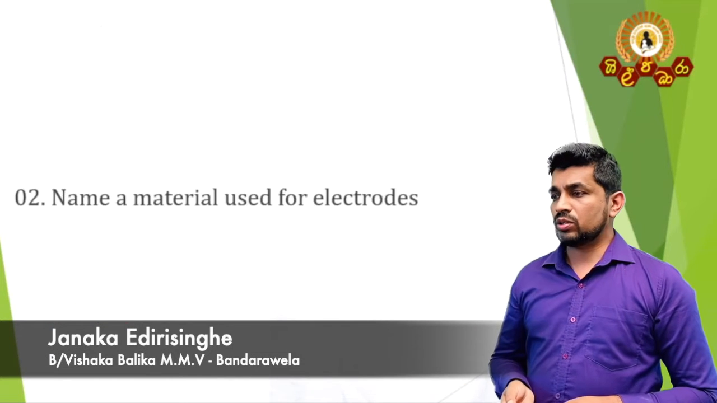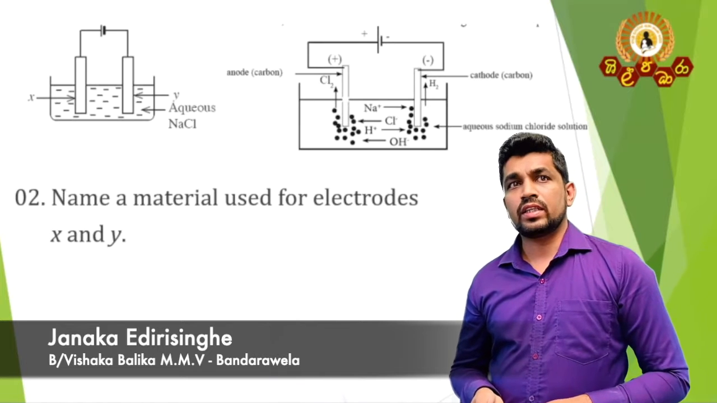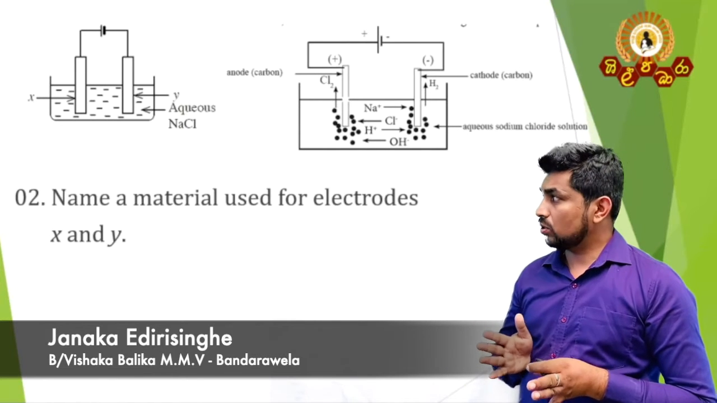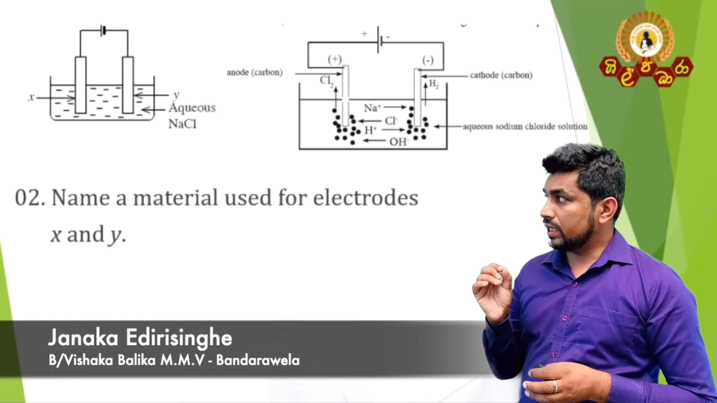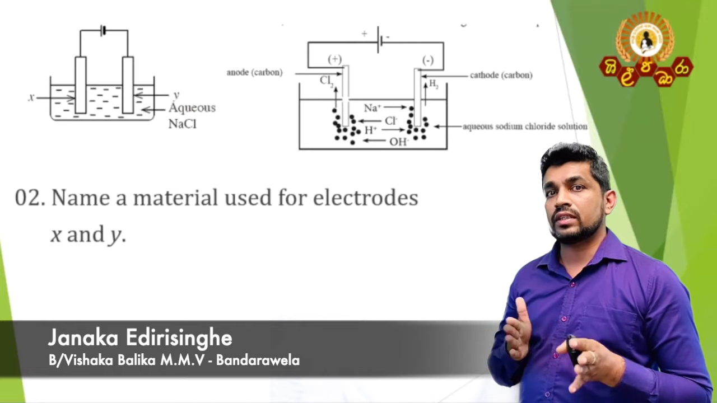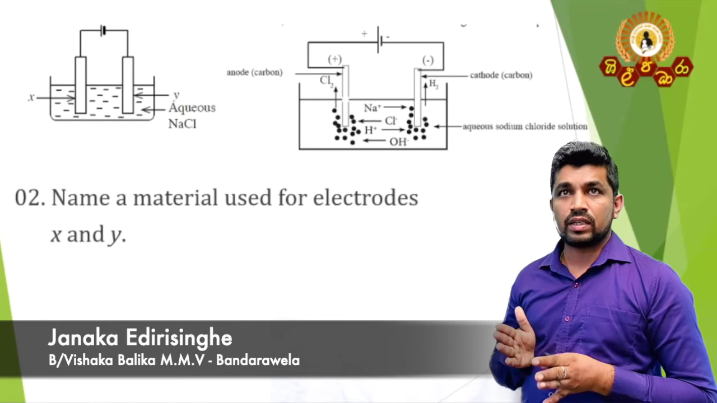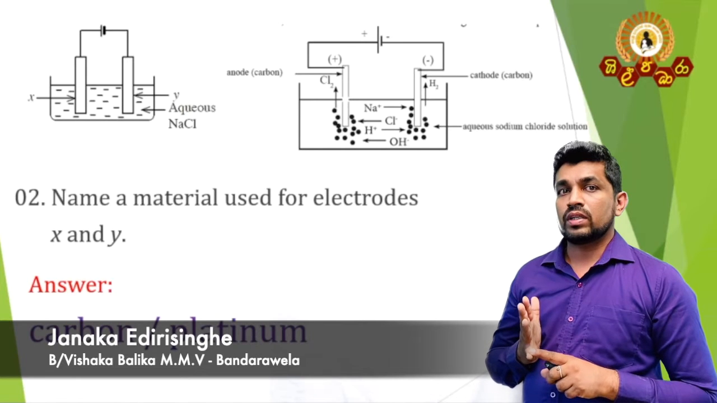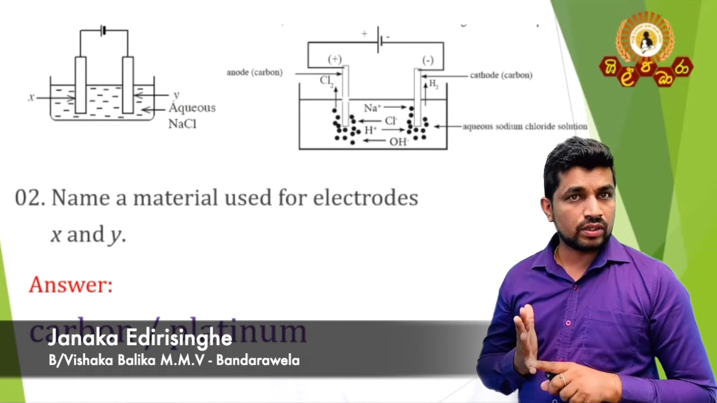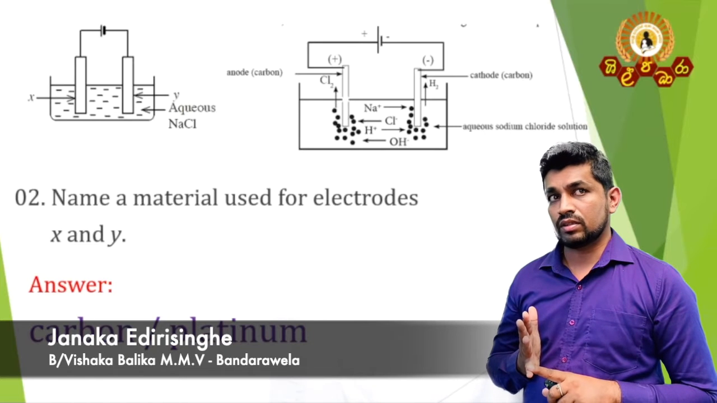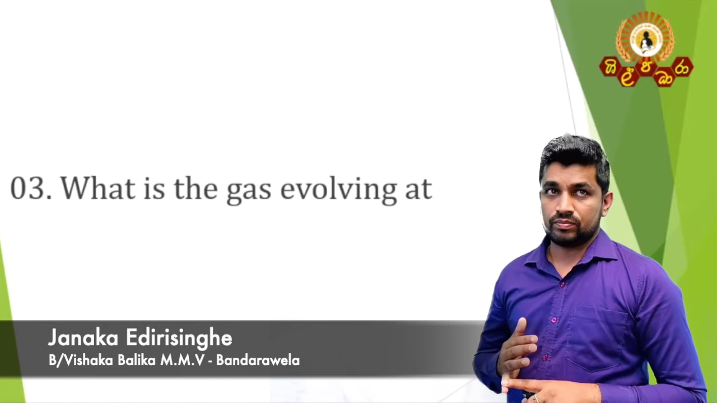Number 2. Name the materials used for electrodes. I told you earlier, the electrodes we select should not interact with or react during the electrolysis. What are the 2 electrodes we used here? One is carbon, and the other is platinum. You have to mention that answer here. Then the third question.